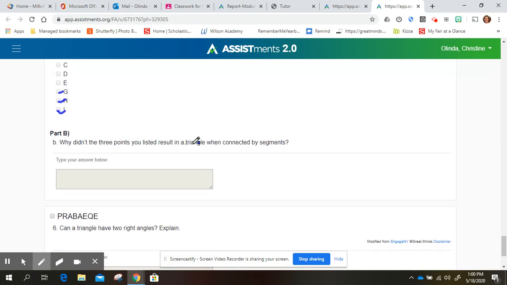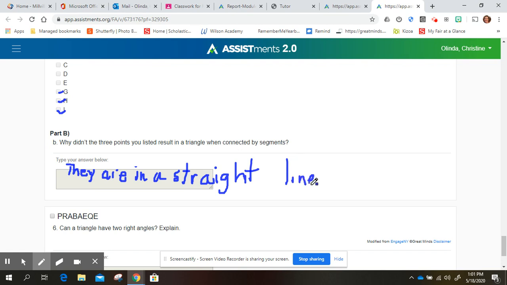Why didn't the 3 points you listed result in a triangle when you connected the segments? And it's they don't connect because they are in a straight line. They're not all over the place. They're just in one straight line. They're actually just a line segment.